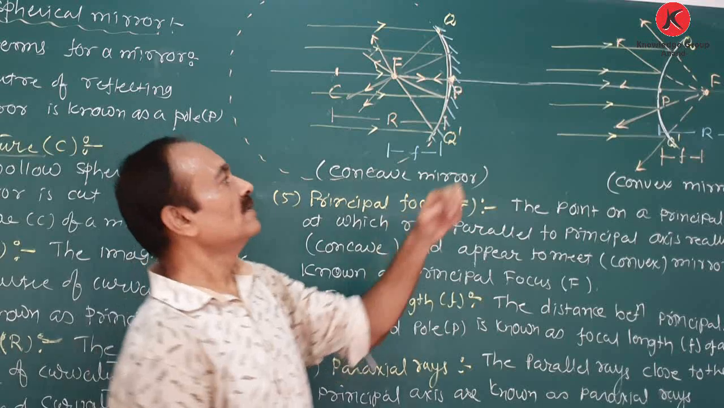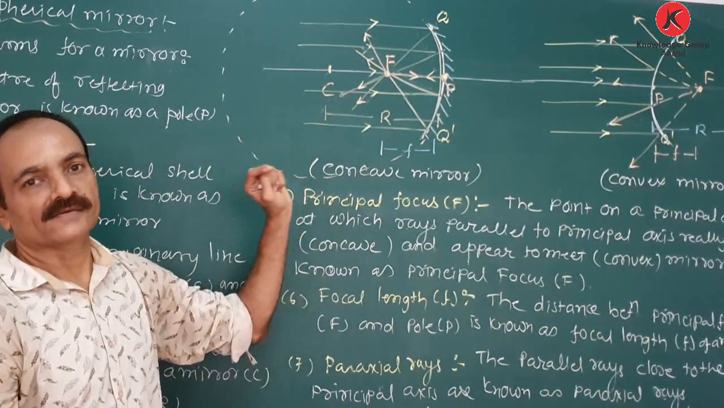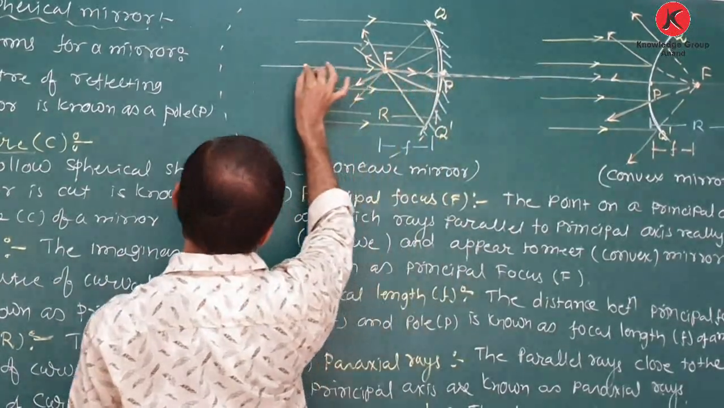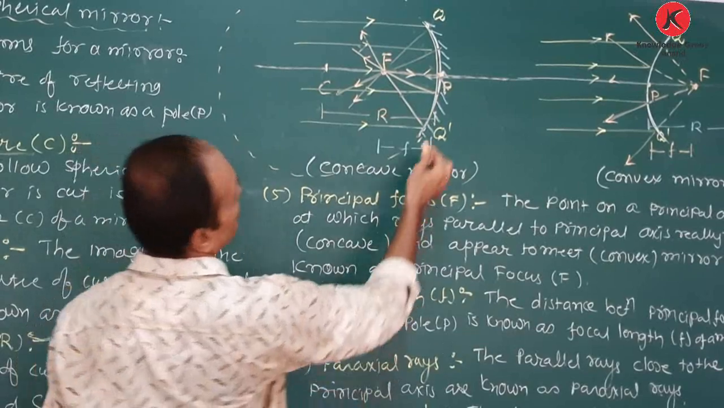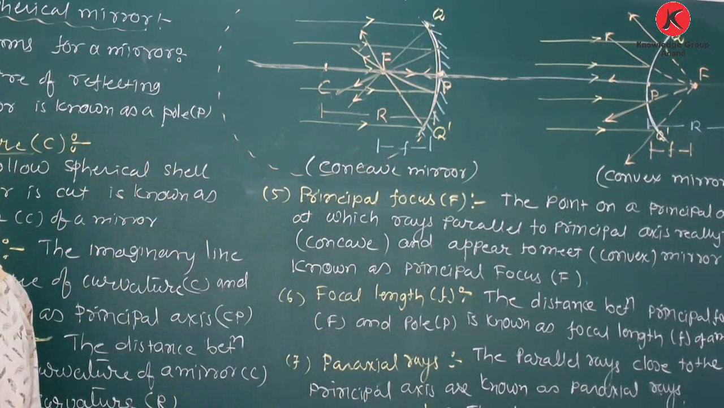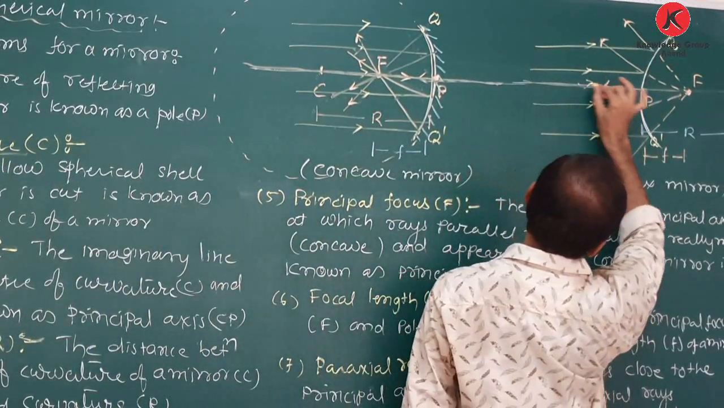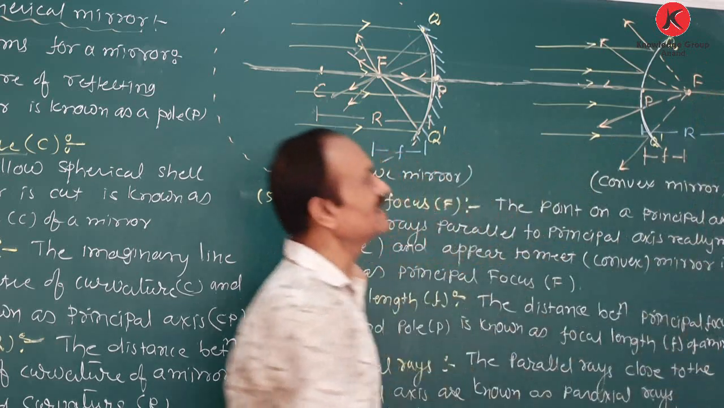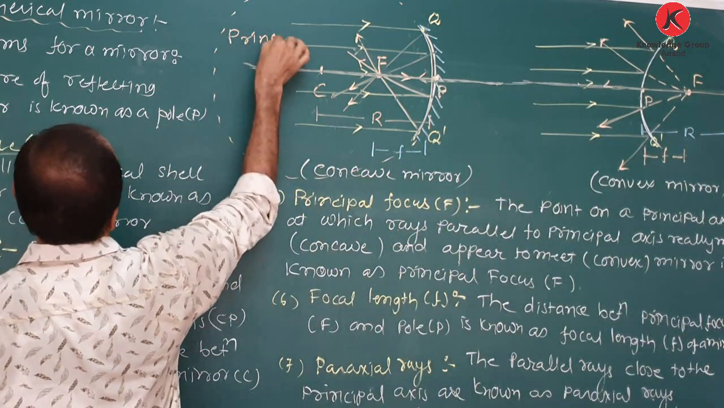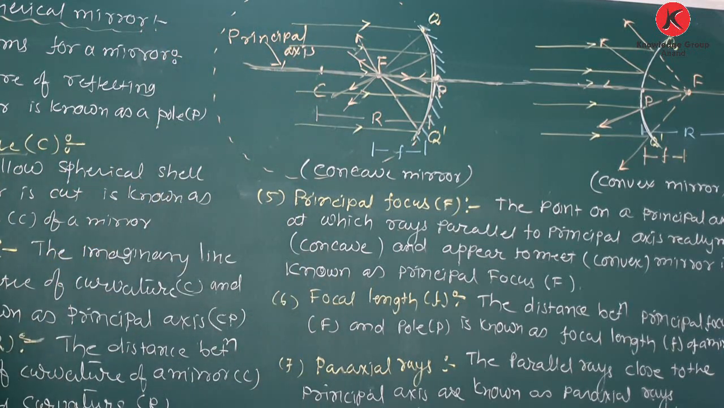Okay. Now, the next definition: what is the principal axis of the mirror? The imaginary line passing through the pole P and the center of curvature. In the same manner for a convex mirror, the imaginary line passing through the pole P and center of curvature is known as the principal axis.